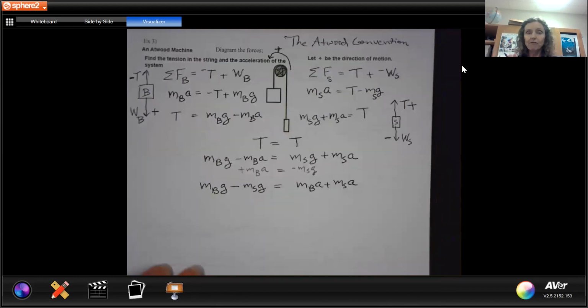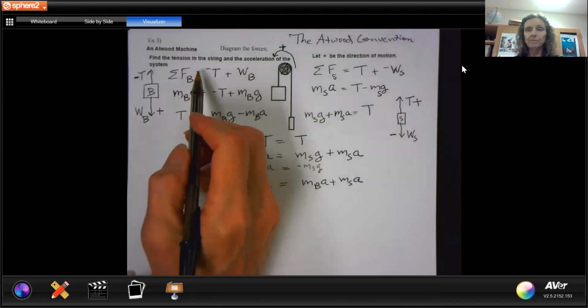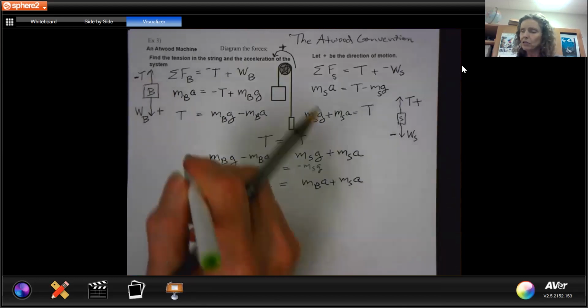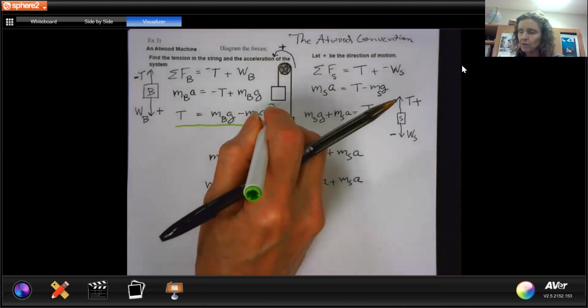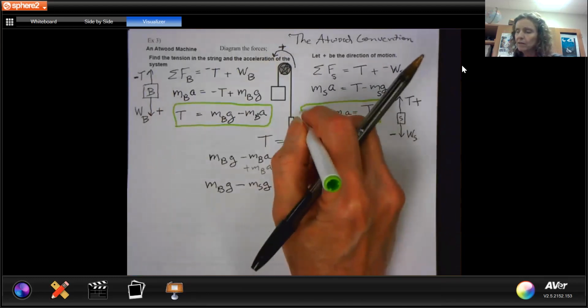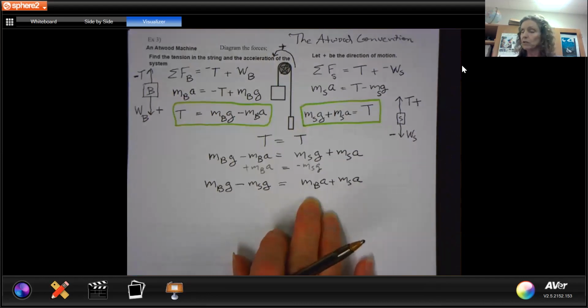Next step, trying to solve for A. Remember, they said find the tension in the string and the acceleration of the system. Oh, hey, do you realize we already did half the problem? We've got tension. Look, I have an expression for tension right there. And there's another one right there. So now what I have to do is clean this up a little bit so I have an expression for the acceleration of the system.